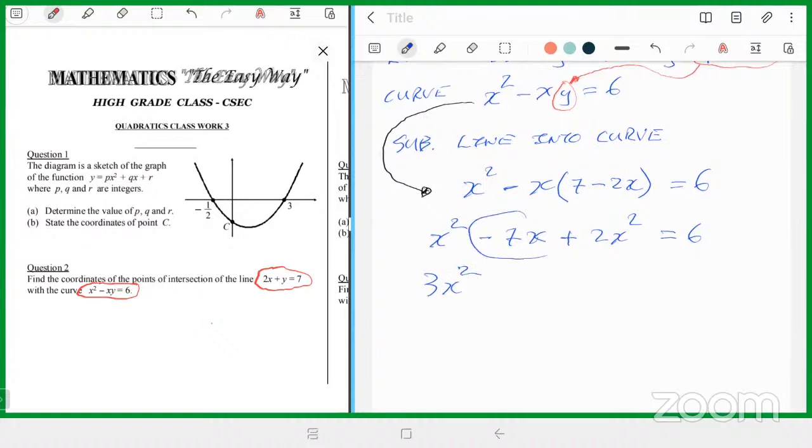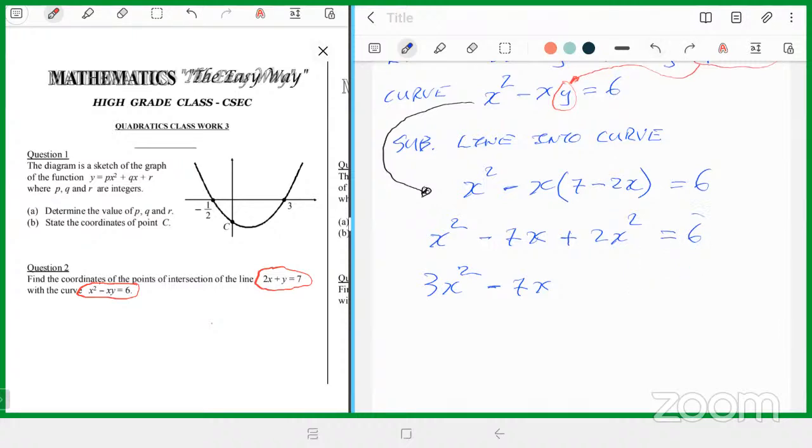This is the only x term in the equation, so I'm going to write that down next: negative 7x. Then this is the only constant value in the equation, but we need it on this side of the equation. I want to leave 0 on the right side, remember. So we're going to transpose this negative 6 over here.